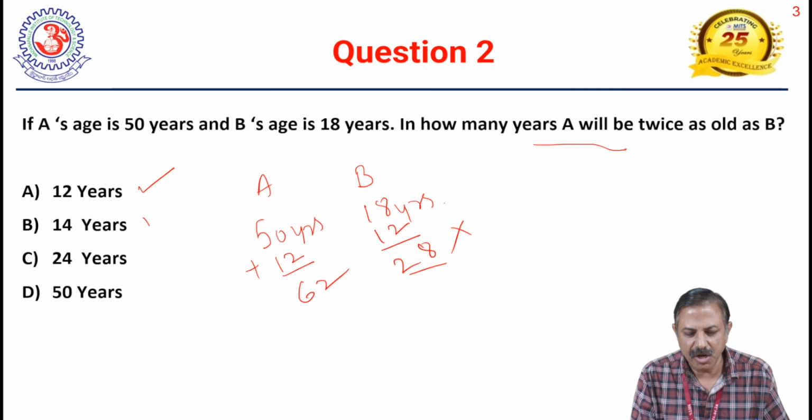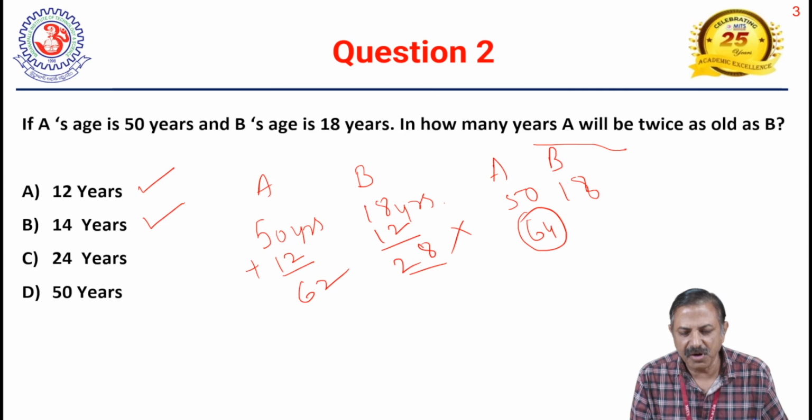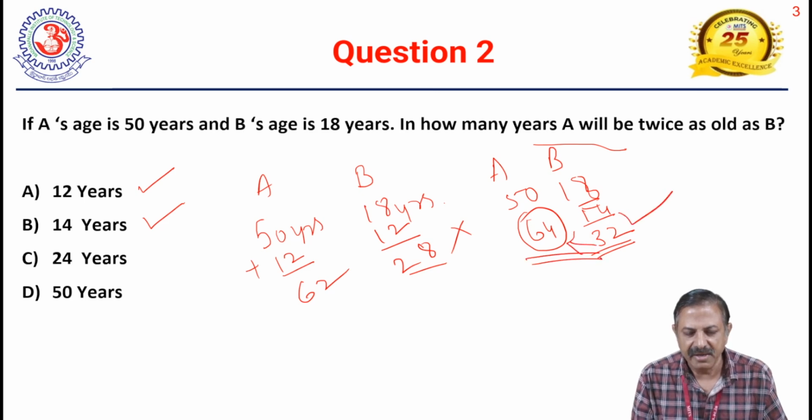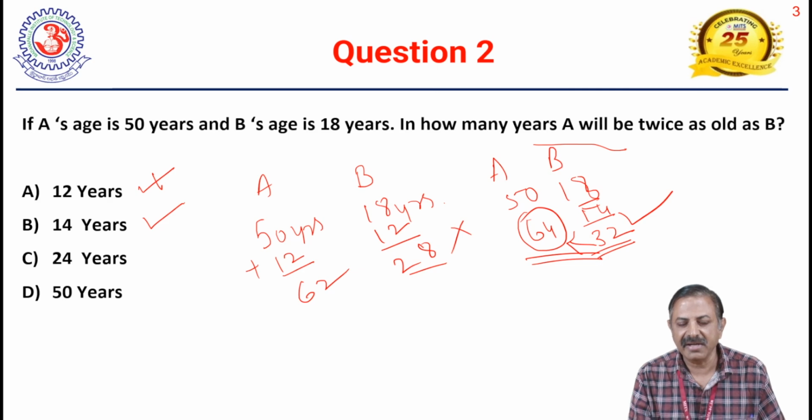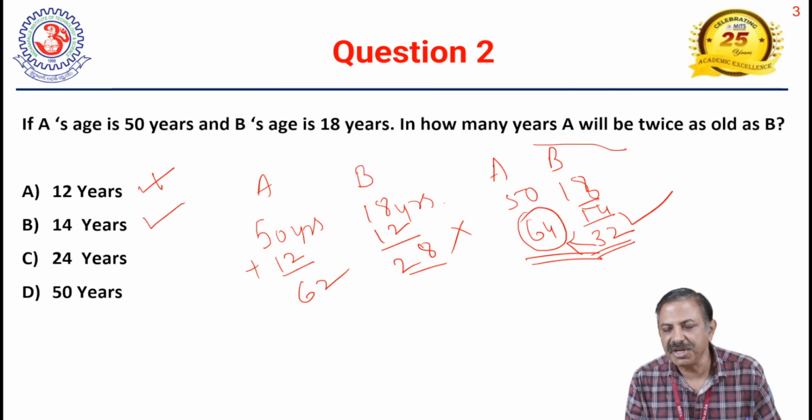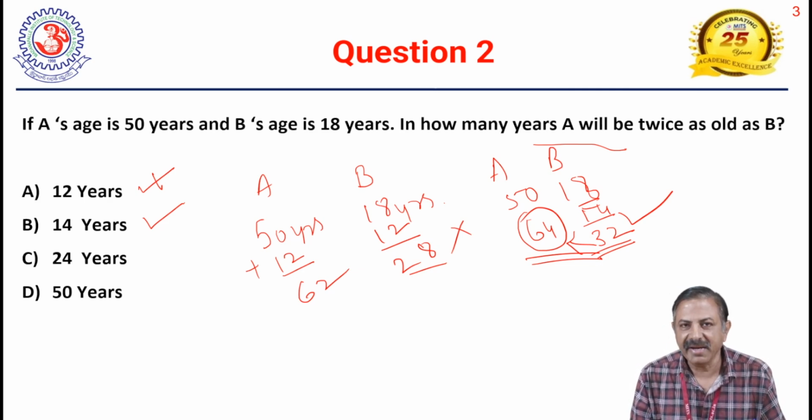Let me take the second option. A is 50 and B is 18. After 14 years, A will become 64 because 50 plus 14, and B will become 18 plus 14, 32, which is directly double the age. A is 2 times B, so option B is the right answer. So by seeing the options, students, we can get the right answer instead of solving the question. Let us go to question number 3.